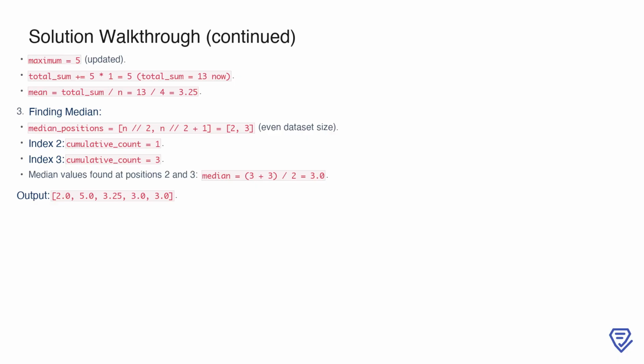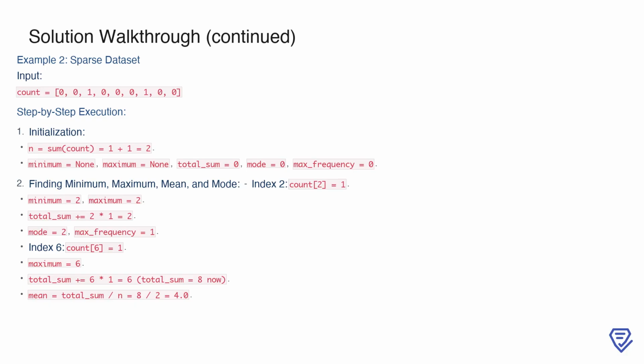in that order. Now let's consider a sparse dataset where the count array has only 2 non-zero values, at indices 2 and 6. Here, n, the total number of elements, is 2. We initialize our variables as before. At index 2, the frequency is 1, so we set both minimum and maximum to 2, add 2 to the total_sum, and update the mode to 2 since it has the highest frequency so far. At index 6, the frequency is also 1, so we adjust the maximum to 6 and add 6 to the total_sum, making it 8.